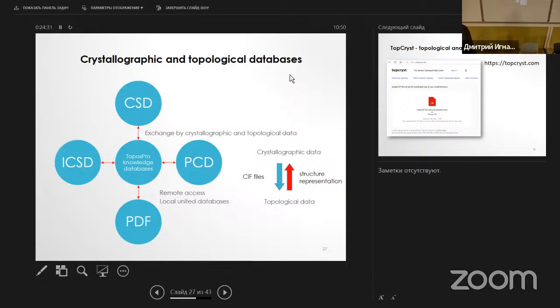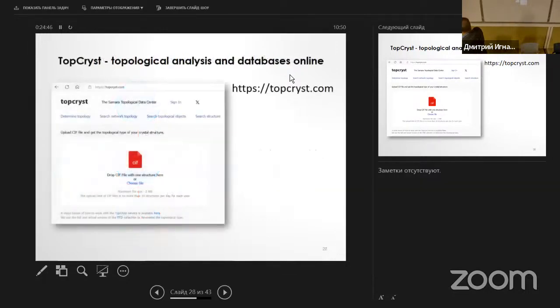And finally, ToposPro gives us the possibility to connect the information from different specialized crystallographic databases, and unite this information inside the same approach. And we can then analyze all these data as a whole using machine learning methods, for example.